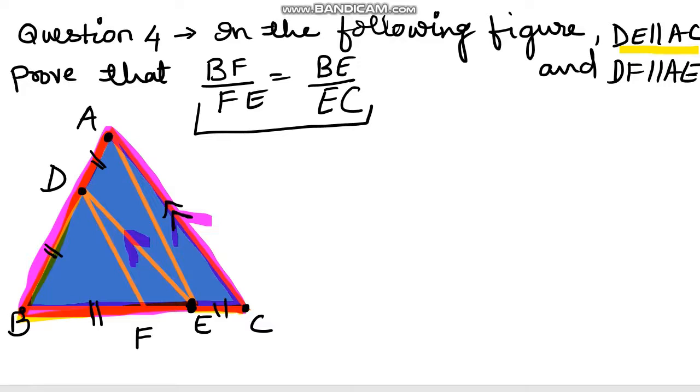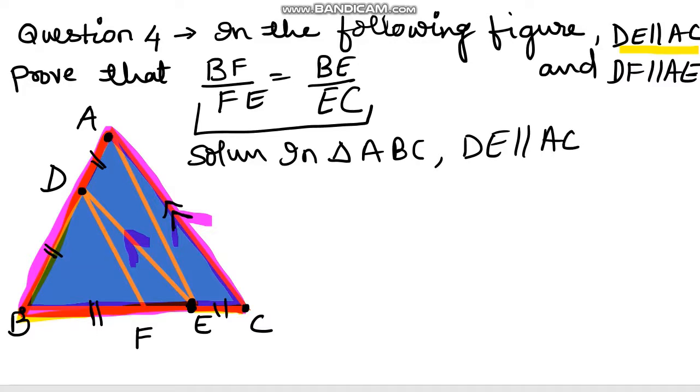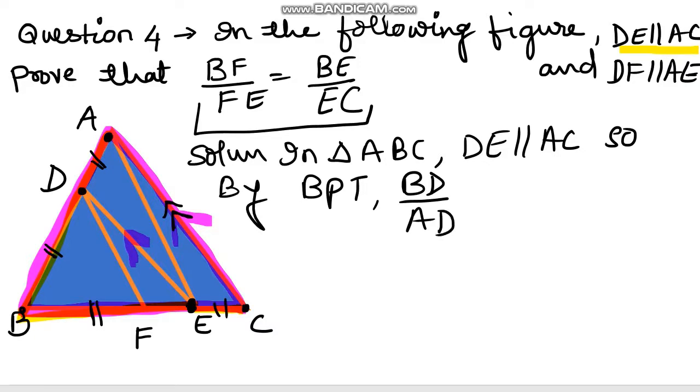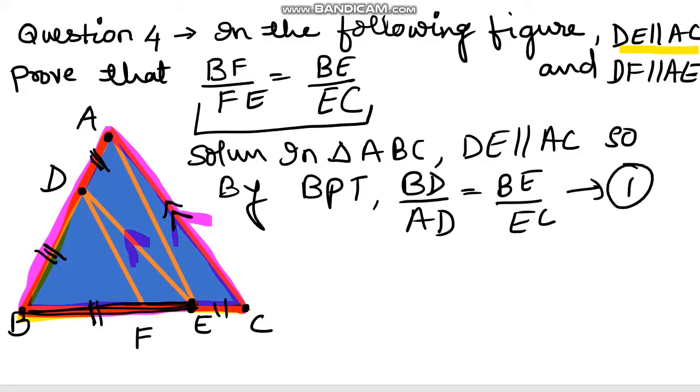Solution. In triangle ABC, you have already been given DE parallel AC. So by BPT, you can also say by Thales theorem, BD by AD equal to BE by EC, because DE is parallel to AC. So this is what you have got as equation 1.